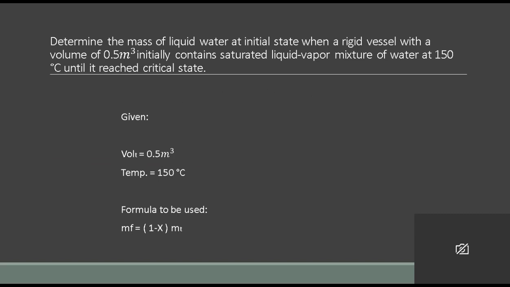Determine the mass of liquid water at the initial state, when a rigid vessel with a volume of 0.5 cubic meter initially contains a saturated liquid-vapor mixture of water at 150 degrees Celsius until it reaches the critical state. As you can see here, I already put the given and the formula that we're going to use in order for us to get the mass of the liquid water at the initial state. But first, we're going to solve the total mass and the quality x.